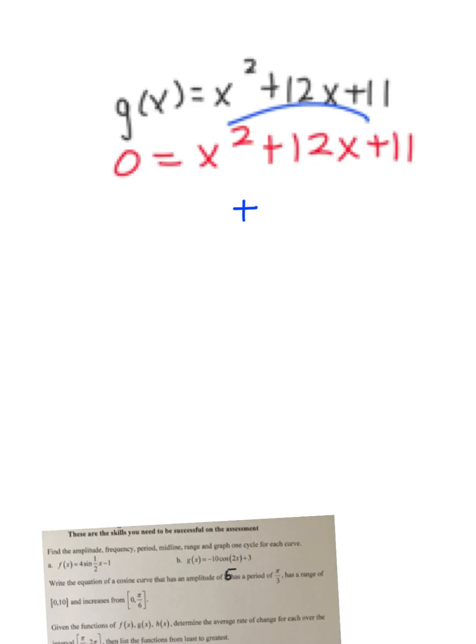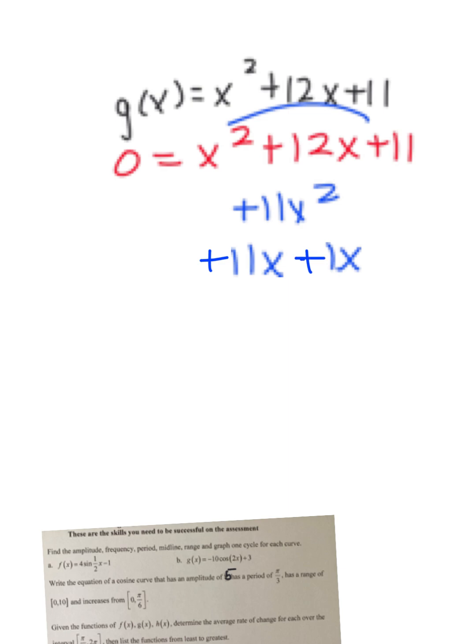I get positive 11x squared. What multiplies to 11 and adds to 12? That would be 11x and 1x. So when we multiply 11x times 1x, I need it to be positive. So that means I have to have the same signs. And when we add them, it has to give me positive 12. So that means it has to be a plus plus.